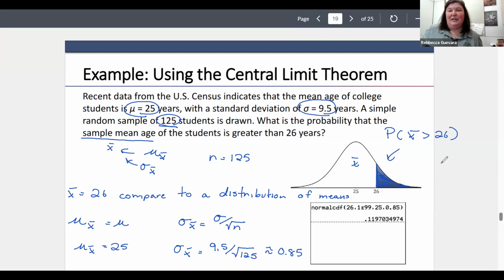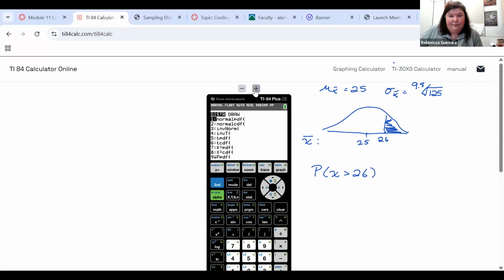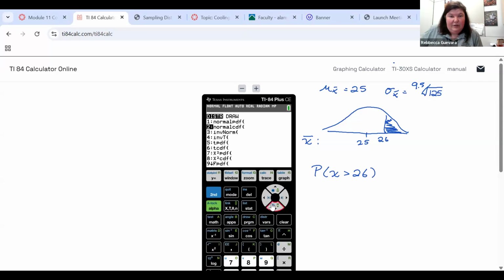All right, so let me go to the TI-84. Like I said, the important thing is that we realized that we're looking for an X bar. So if I go to second bars, we're going to go to normal CDF.